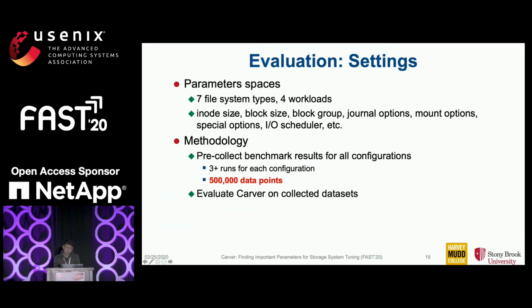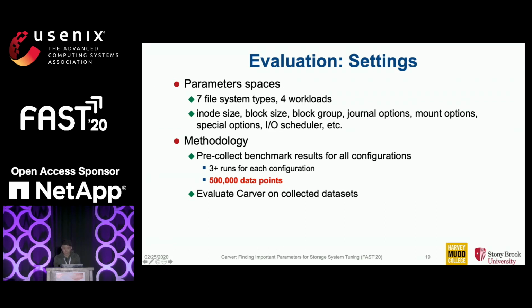Our parameter space was selected in collaboration with several storage experts. We chose 7 Linux file systems that span a wide range of designs and features, and several commonly tuned storage parameters. We took the following methodology in our experiments.